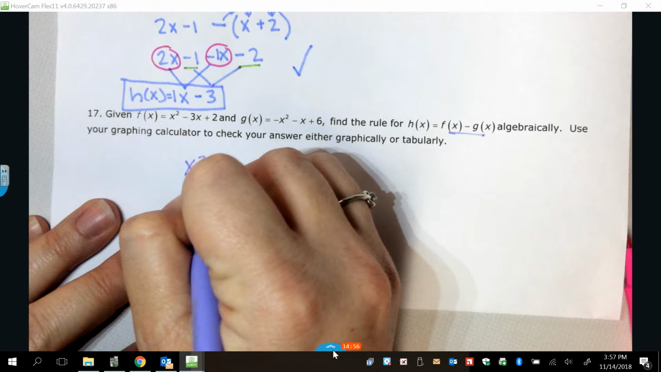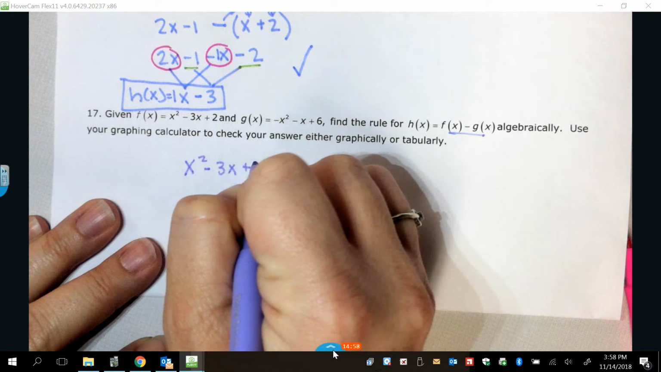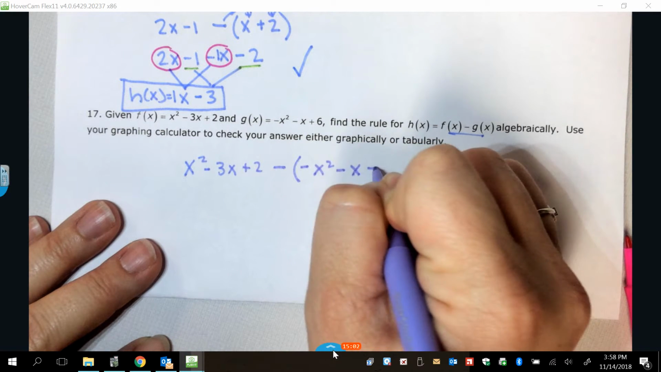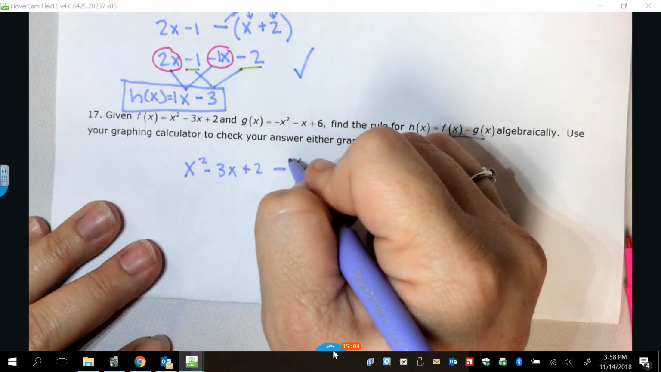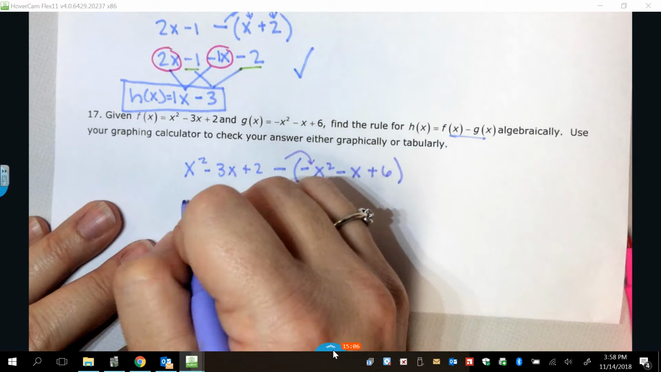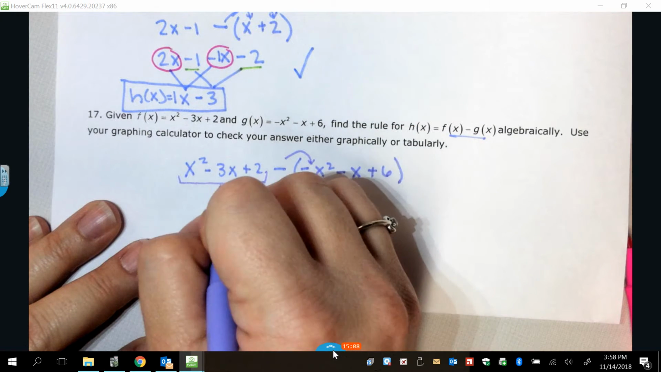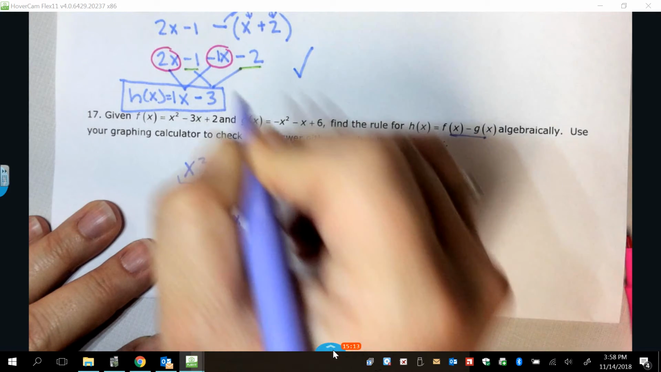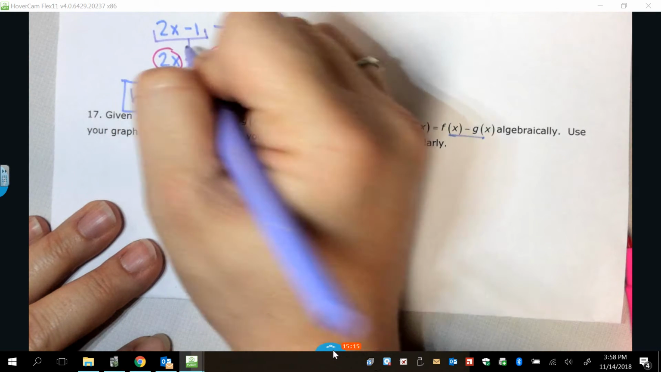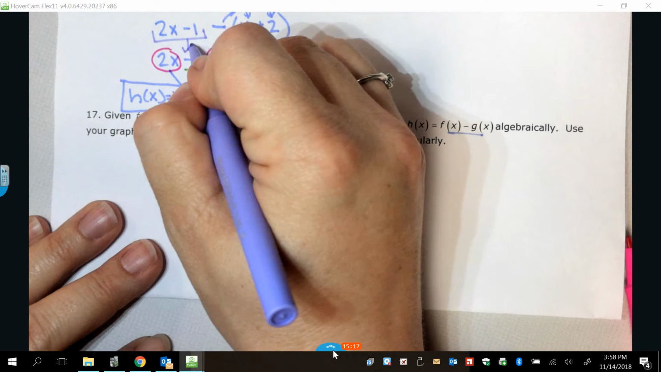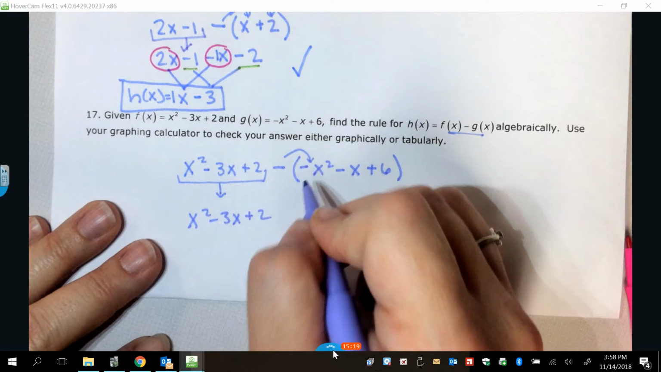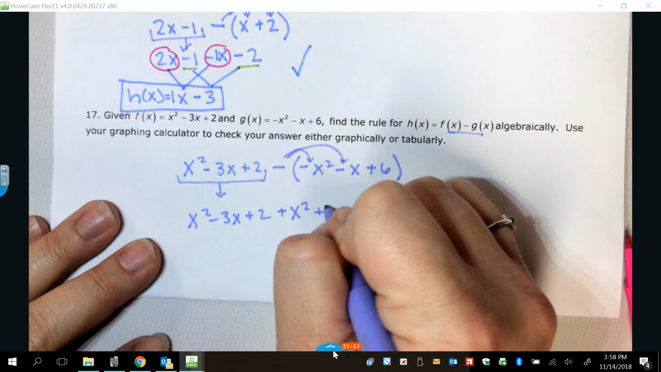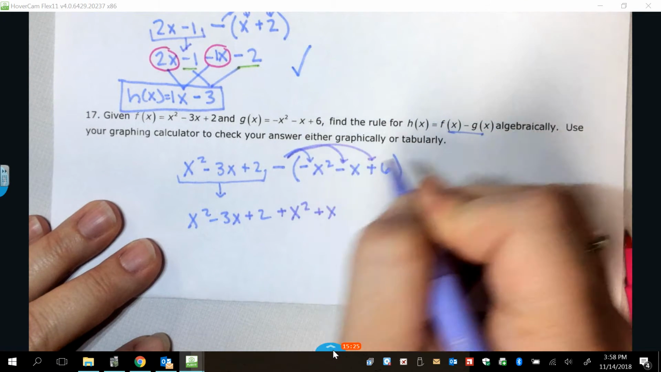So x squared minus 3x plus 2 minus this whole thing, negative x squared minus x plus 6. So I have to give the negative to everything. I'm going to bring down right now. Remember, this first one always stays the same. It should never change, just like it did here. Okay? So 2 negatives makes it positive. Again, 2 negatives makes a positive. A negative and a positive make a negative.